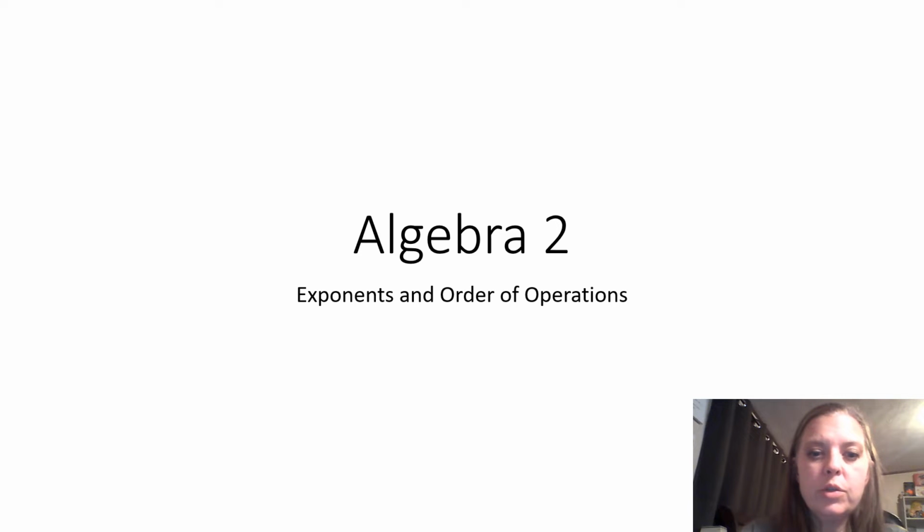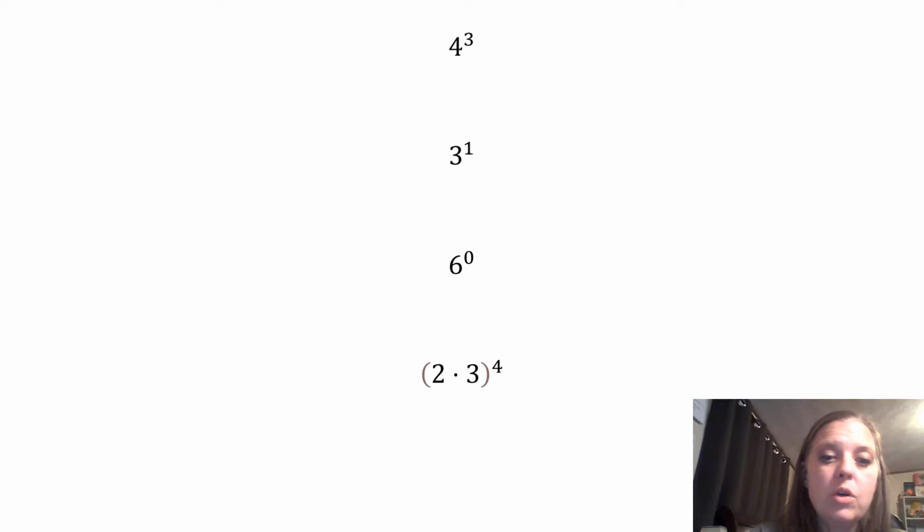So we're going to look at exponents and order of operations. Now that we've covered negatives, we're going to go back and revisit order of operations, but we're going to cover a couple of things, exponents and then absolute value. So let's talk about exponents for a minute. And you have done exponents for a long time.